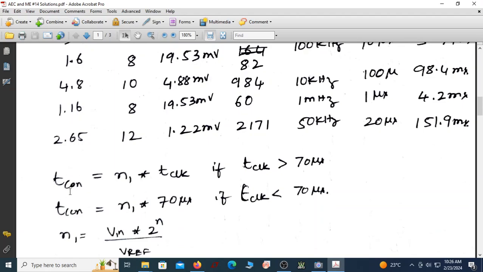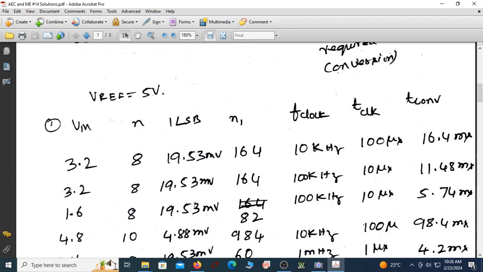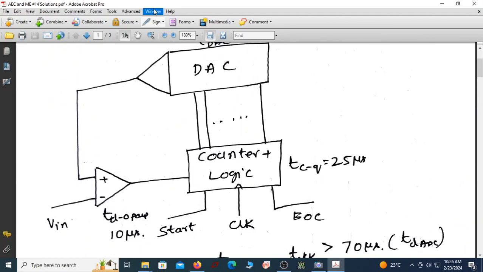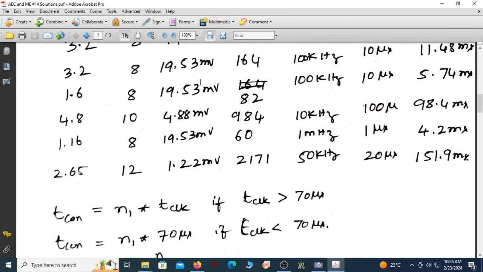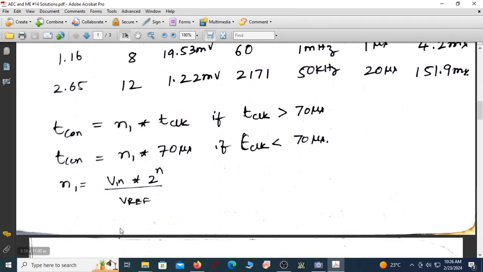So this is a summary. The conversion time is the number of input LSBs multiplied by the clock period, if the clock period is greater than 70 microsecond. If the clock period is less than 70 microseconds, then it is n1 into 70 microseconds. This 70 microseconds is used because that is the summation of all the propagation delays. Hope this is fine.